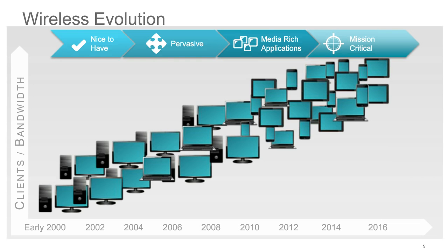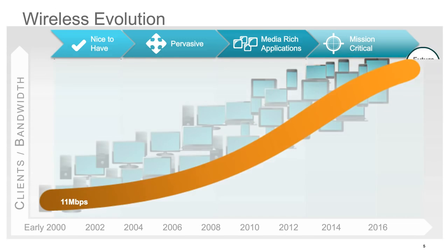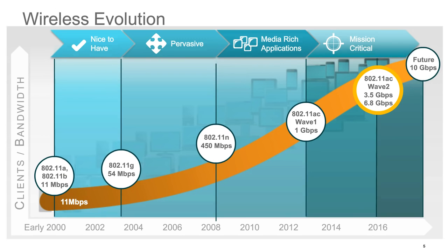So if I graph this in speed, in early 2000, we were looking at 11A and 11B. That's about 11 megabits a second. In 2013 we got 802.11 AC Wave 1, which topped out at about a gigabit. And we're now starting to see the rollout of 11 AC Wave 2, which could be 3.5 or 6.8 gigabits at the far rate. And with future technologies like 802.11x, we're heading towards 10 gigabit wireless.